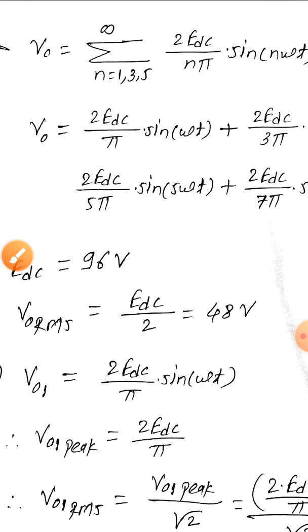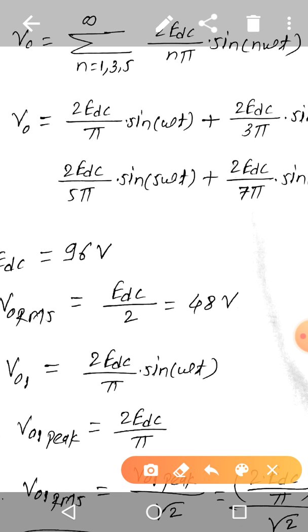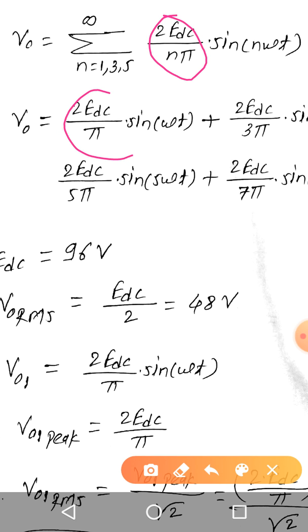Since this is a summation, which is nothing but addition, for n is equal to 1 we can write it as 2 EDC by 1 pi, which means 2 EDC by pi into sine of omega t. So here V0 is equal to 2 EDC by pi into sine of omega t. This is the instantaneous output voltage due to the fundamental component.